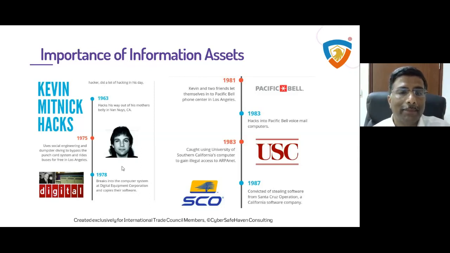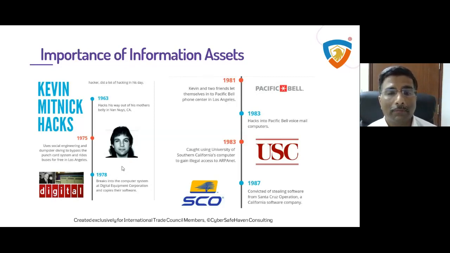So one of the things that happened in 1975 was that Kevin jumped into the trash cans of the offices where he wanted to steal confidential data of the local transport system. And then he would take the unused cards of the local transport, write information back into them, and then he used to commute for free.